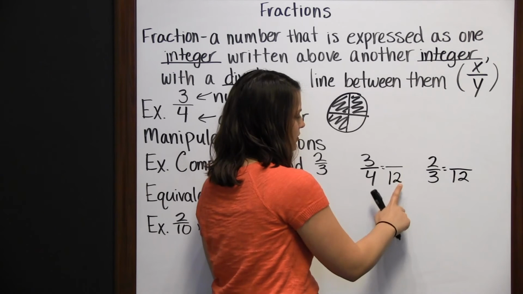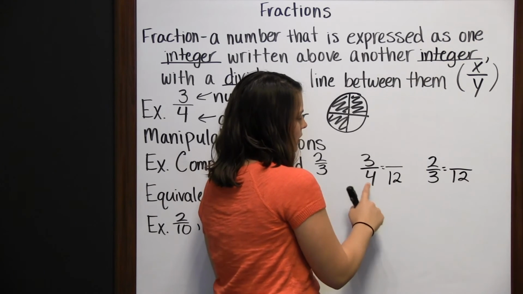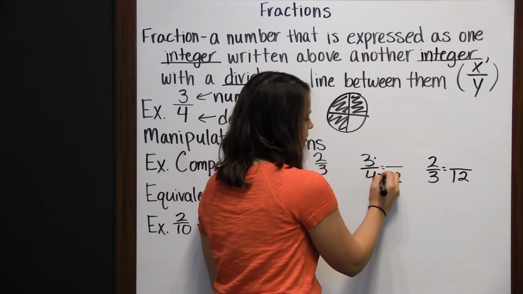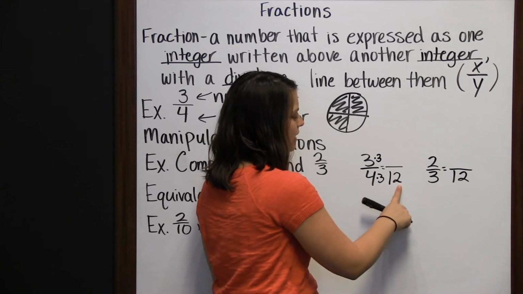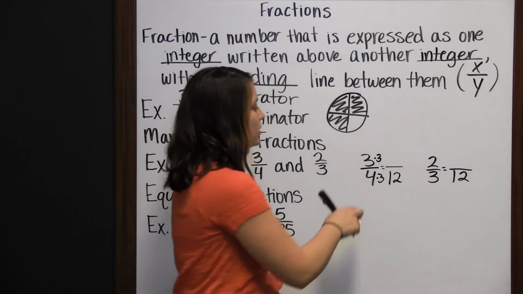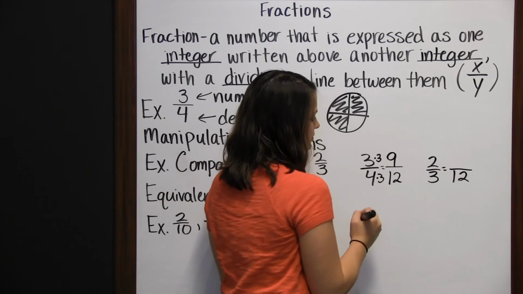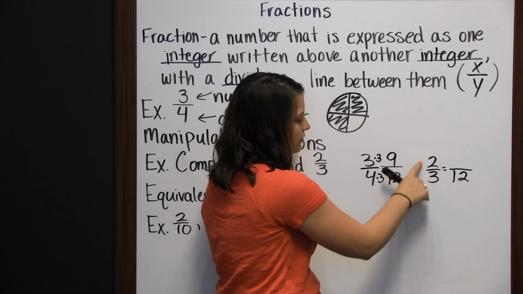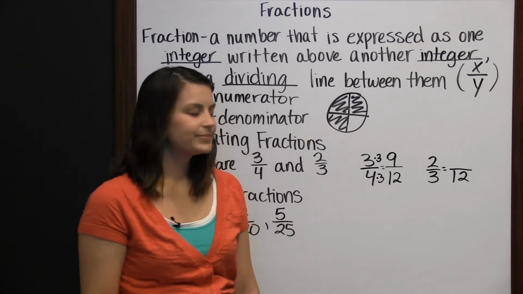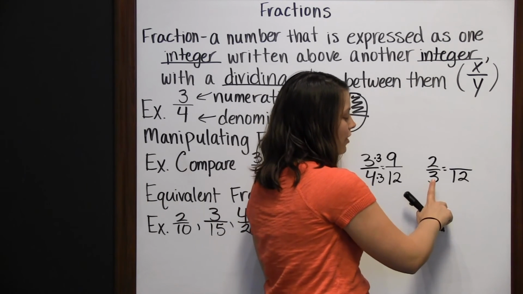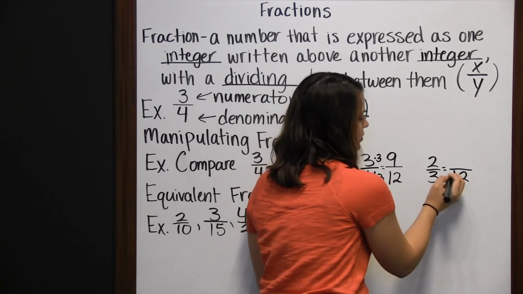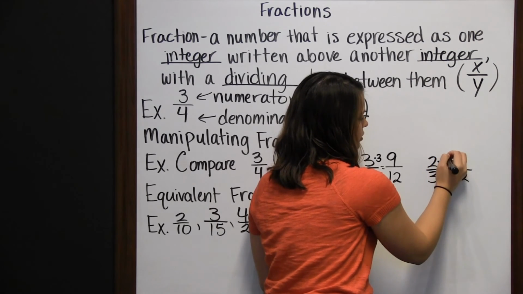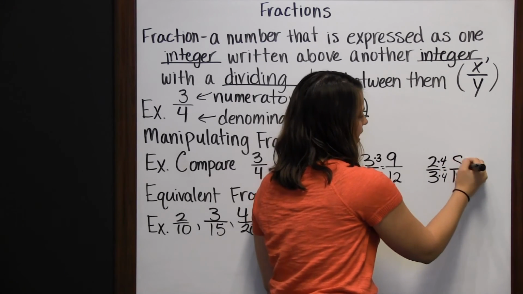3/4 is equal to something over 12. So I'm going to multiply my numerator and my denominator both by 3 to achieve that denominator of 12. So 3 times 3 is 9. And so our fraction is 9/12. And then for 2/3, we'll do a similar thing. We want to change our denominator from 3 to 12. So we multiply 3 times 4 to get 12. And we must do the same to our numerator. 2 times 4 is 8.